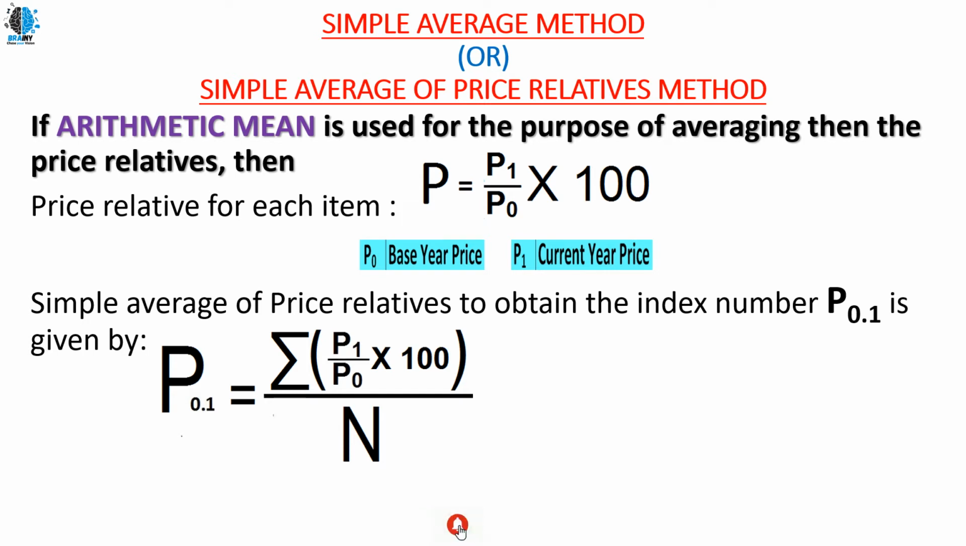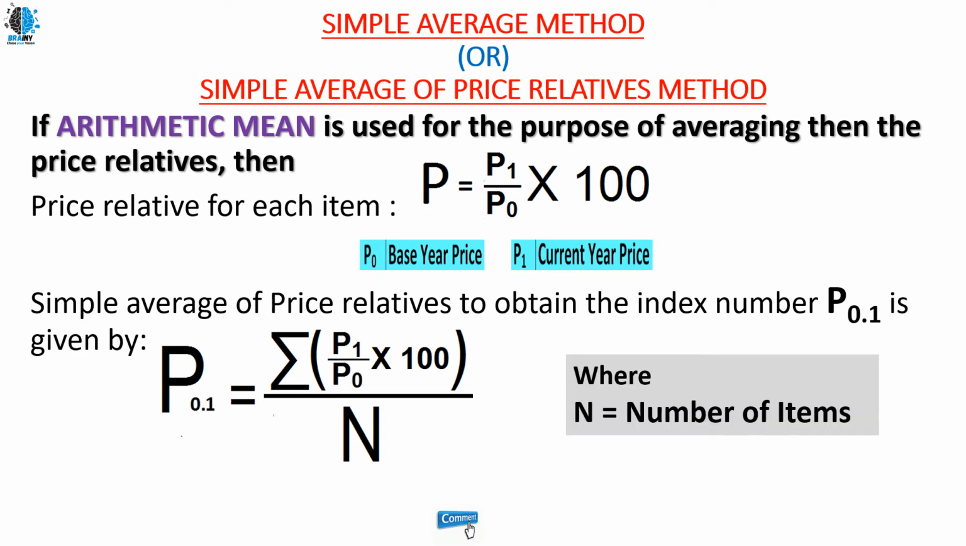Index number of current year based on base year under arithmetic mean is given as the summation of all the price relatives divided by N. What is summation of price relative divided by N? It means the average of price relative, which is nothing but the arithmetic mean under simple average of price relative method, where N is the number of observations or number of items.